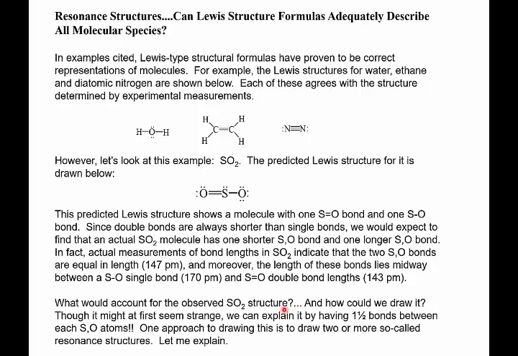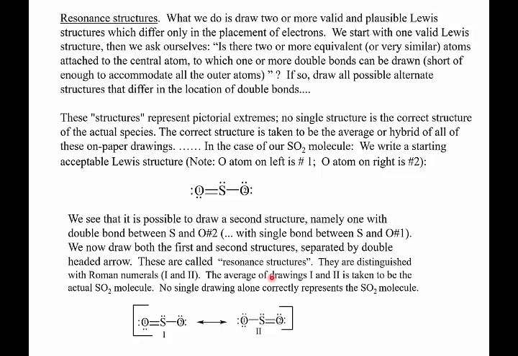To correctly draw the structure for sulfur dioxide, you don't just draw one structure. You draw more than one. In this case, we're going to draw two structures, and those two structures differ in the position of electrons. You can take a starting structure, which will correspond to our incorrectly drawn one, and then you modify it. You shift electrons in that structure to come up with an alternate structure. Both of them should be valid Lewis structures, not violating rules.